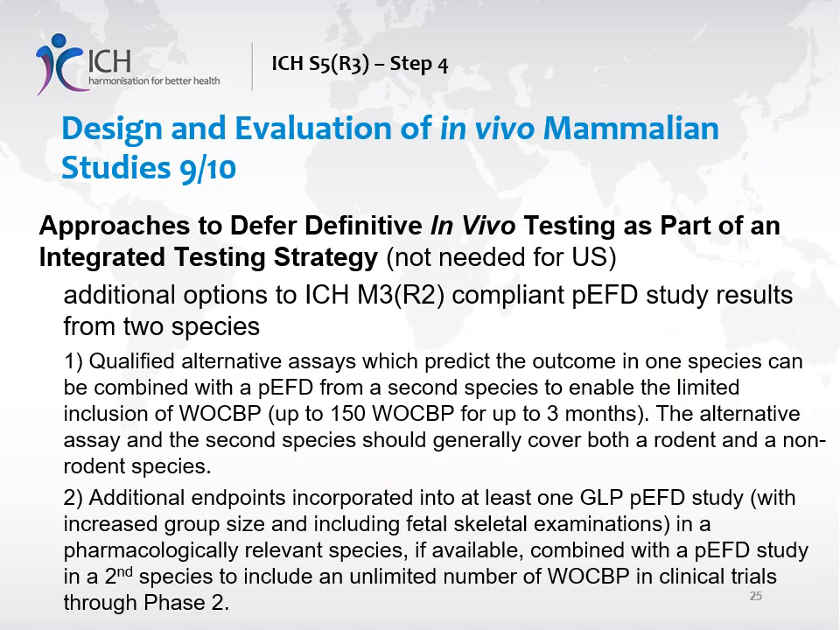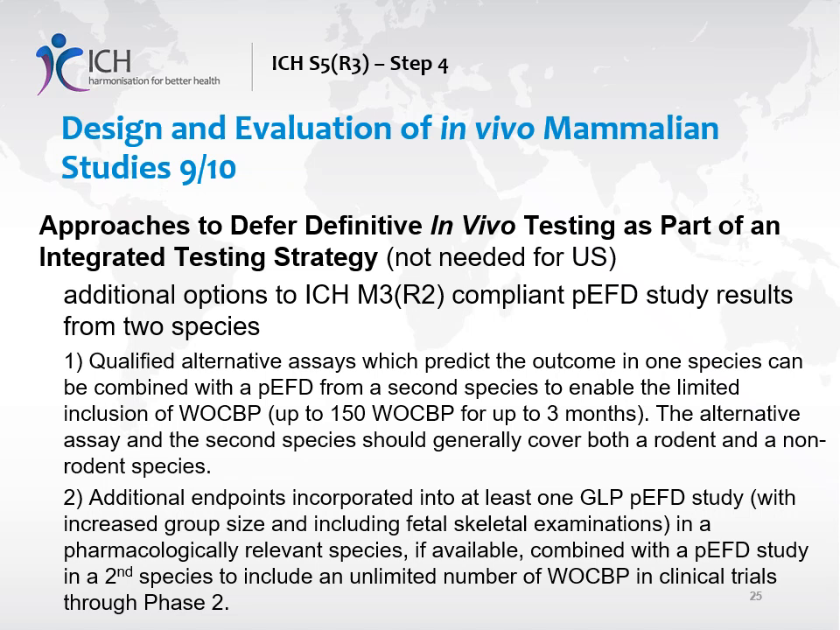Potential approaches to defer definitive in vivo testing as part of an integrated testing strategy. The design of an appropriate testing strategy relies on a cumulative weight of evidence approach. ICH M3 allows preliminary toxicity data from 2 species to support the limited inclusion of women of childbearing potential, before conducting definitive EFD studies. Based on these considerations, this guideline expands on ICH M3 by allowing 2 additional options to support inclusion of WOCBP prior to phase 3 clinical trials.